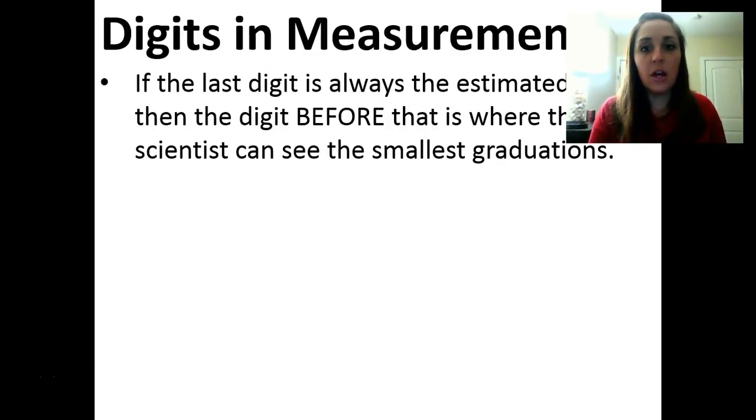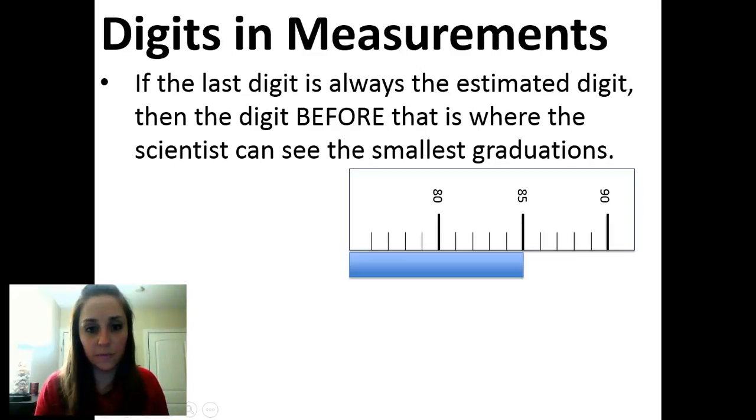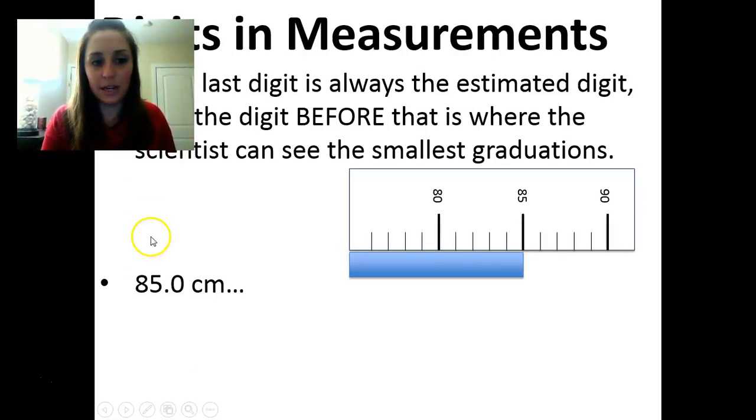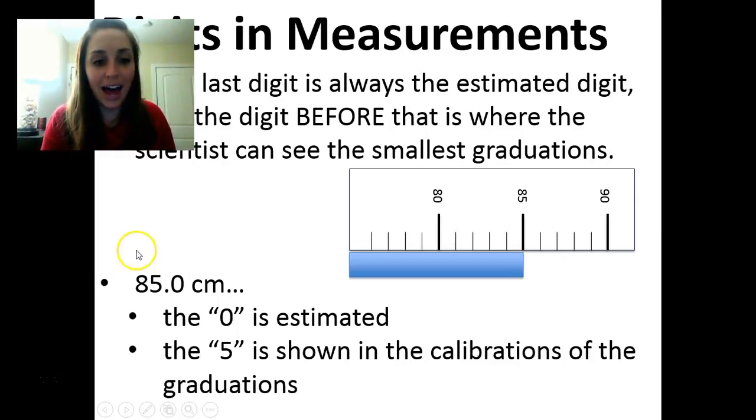All right, so if the last digit is estimated, then the digit before that is where the smallest graduations were. So remember when we had this 85.0 centimeters, my 0 here was my estimated digit because it's the last sig fig, which means that the 5 was where I had my last calibration or my last graduation here. And notice I have a graduation there at the 5.